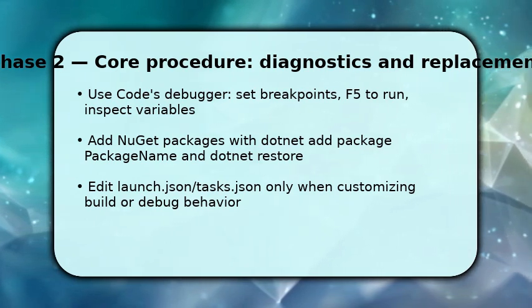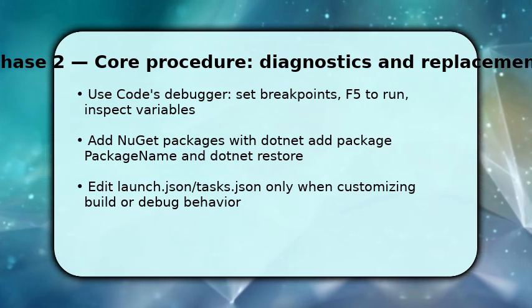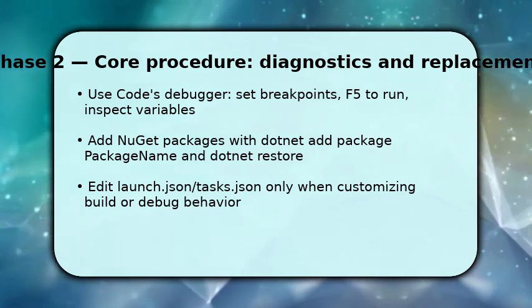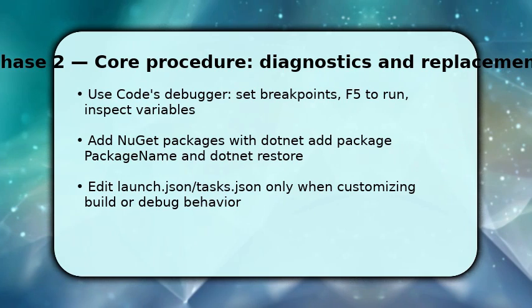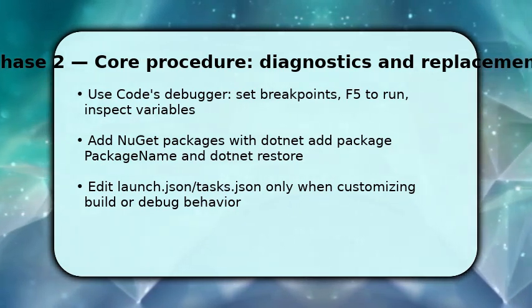When you add libraries, use dotnet add package and then dotnet restore so dependencies resolve. Make sure launch.json and tasks.json reflect your framework and target. Customize them only if defaults do not match your build or debug.